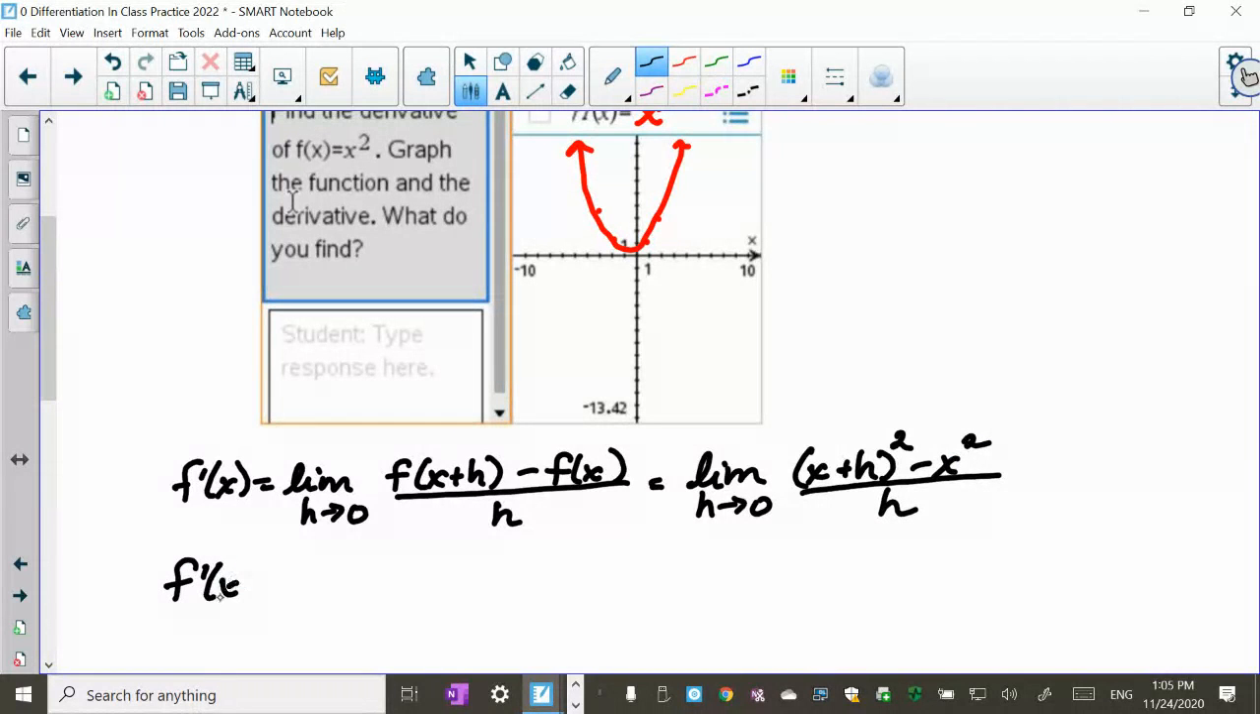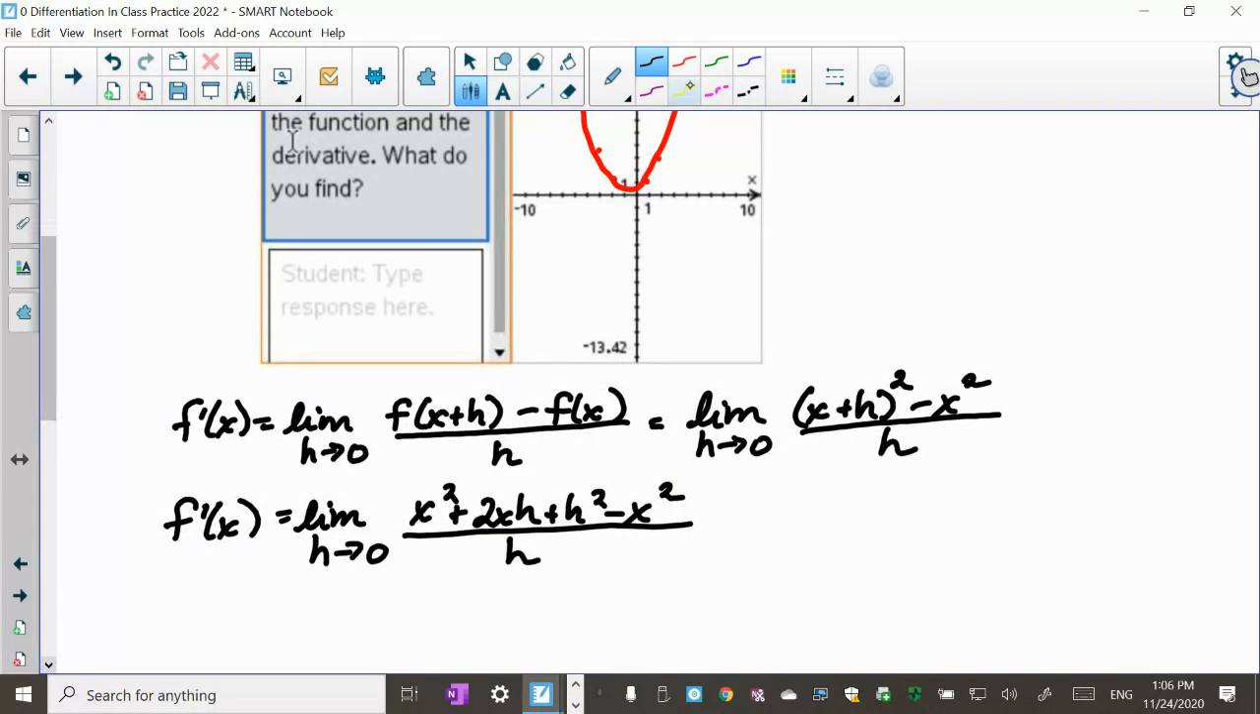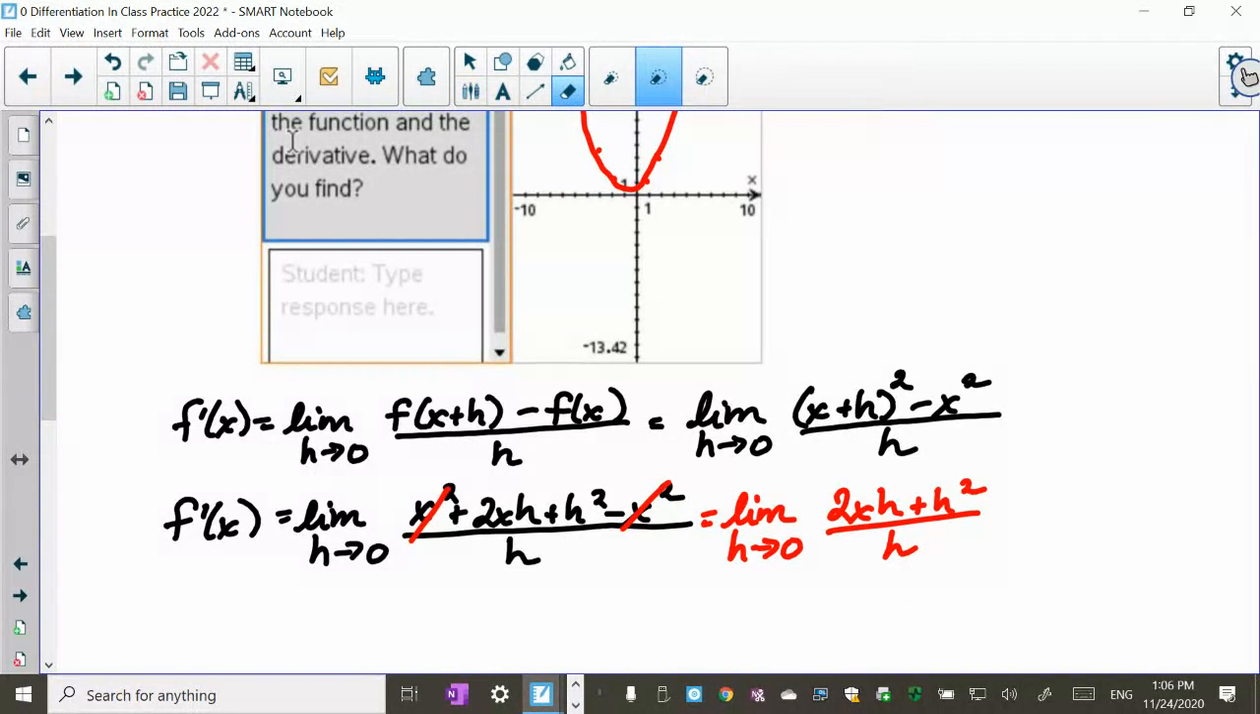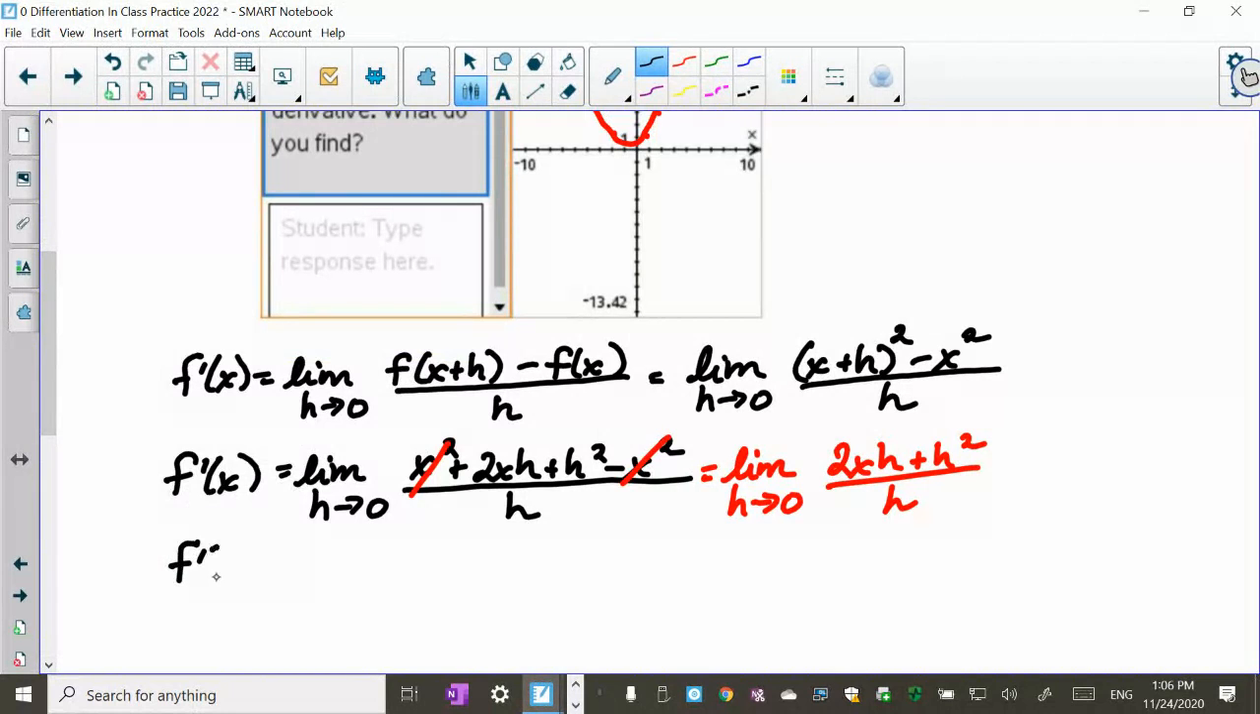So f prime of x is going to be the limit as h approaches 0 of x squared plus 2xh plus h squared minus x squared all over h. And then I see that these can cancel. So this equals the limit as h approaches 0 of 2xh plus h squared all over h. I still can't put my 0 in that, so I'm going to see if I can do some factoring, and I can.